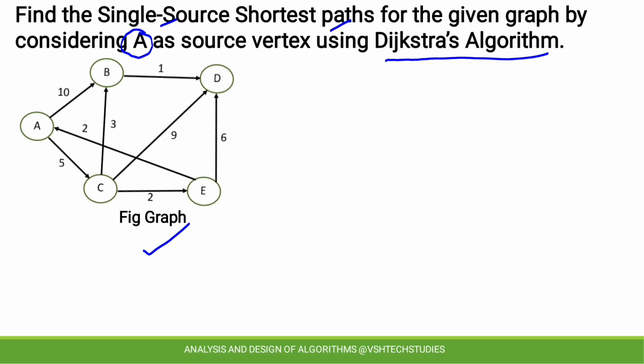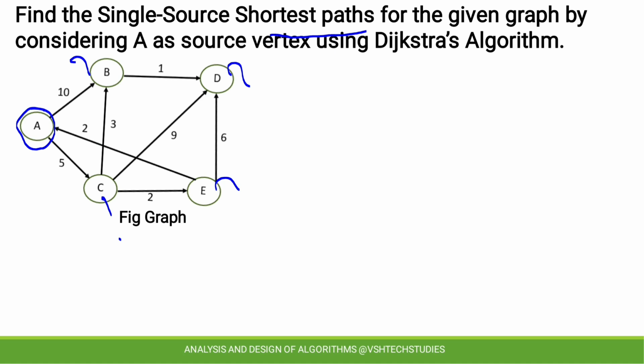This has 5 vertices A, B, C, D, E. A is the source vertex. From here to B, what is the shortest path? And for C, D and E. So these are the other nodes. So from source vertex A to these nodes we have to find the shortest paths.